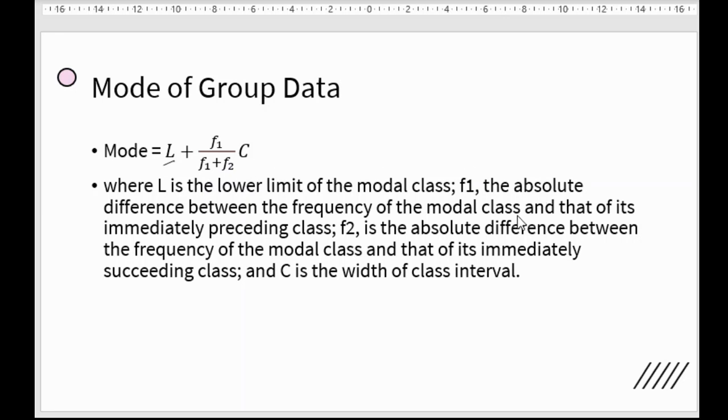What is F1? F1 is the absolute difference between the frequency of mode class and of its immediate preceding class. F2 is the absolute difference between the frequency of the mode class and that is immediately succeeding class. C is the width of the class. Correct? So again, if formula is not clear, there is no issue. Once we discuss the question, it will be clear. So check question.